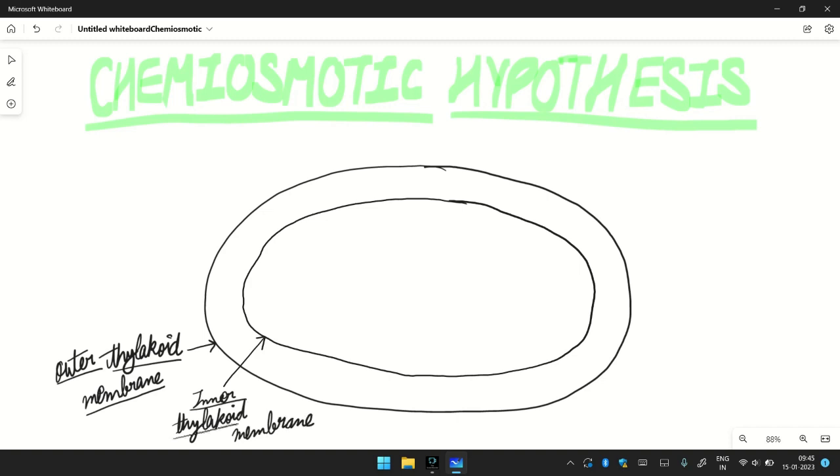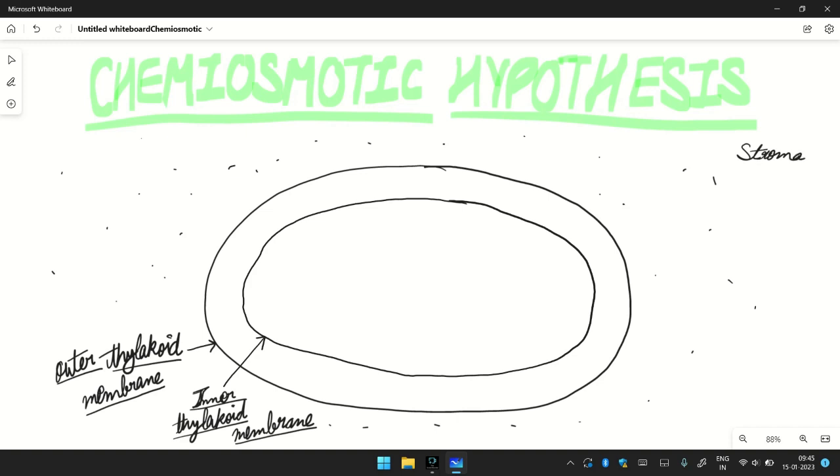Okay, so this is our inner thylakoid membrane. And outside of both the membranes there is a space which is called the stroma. So let's write here stroma. This space is our stroma.